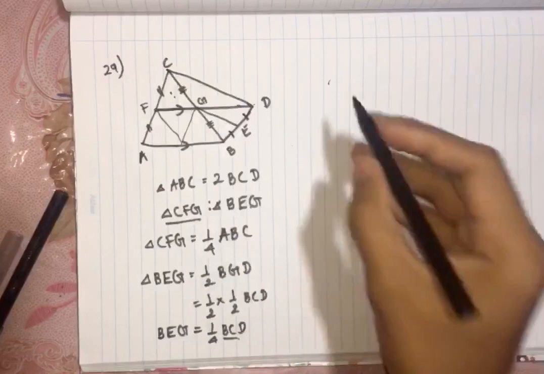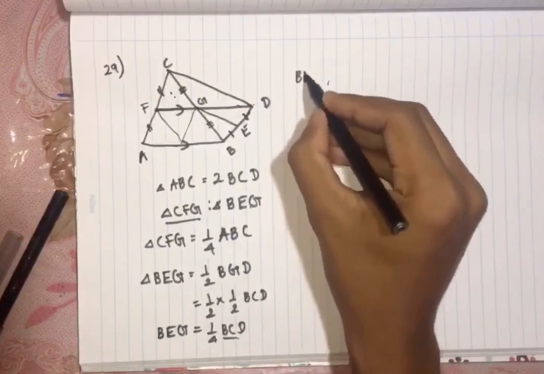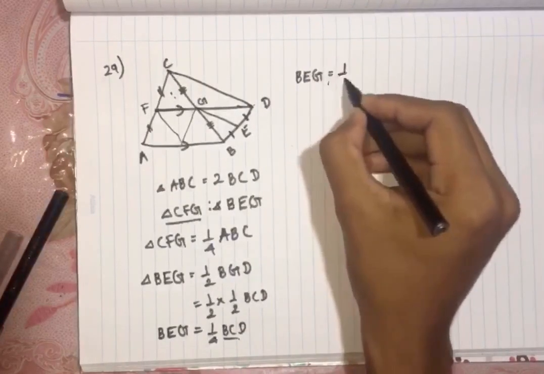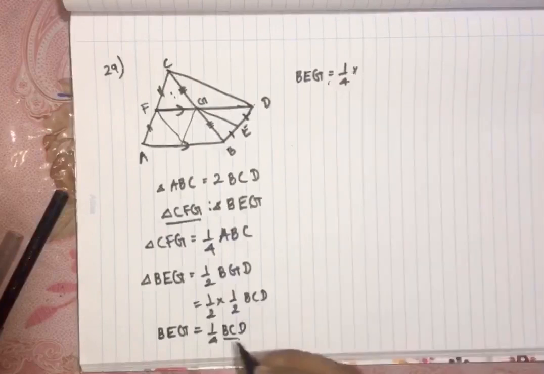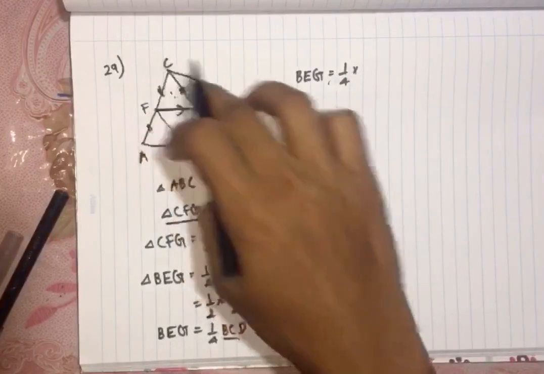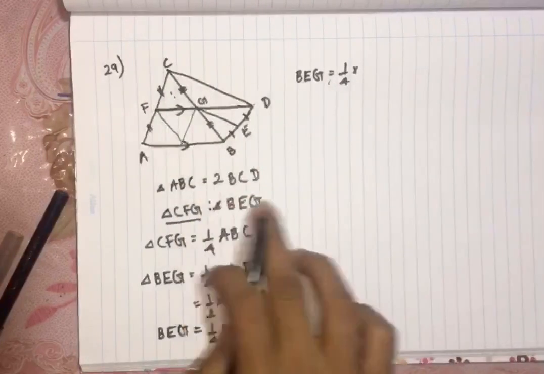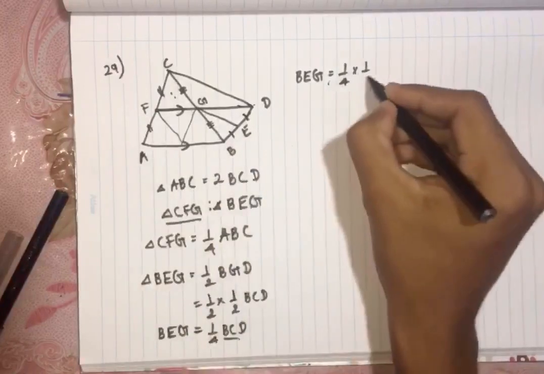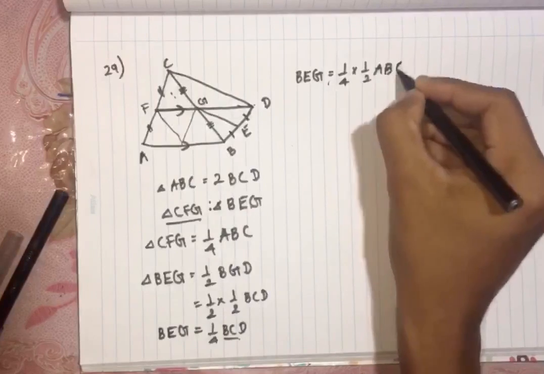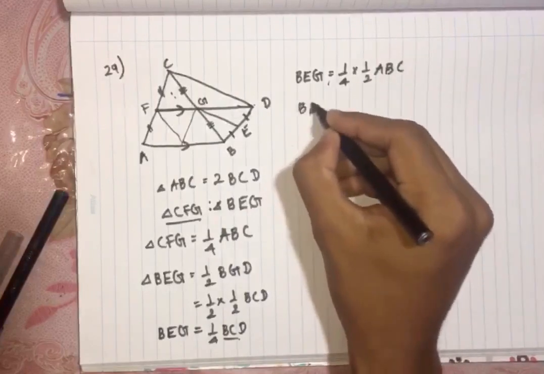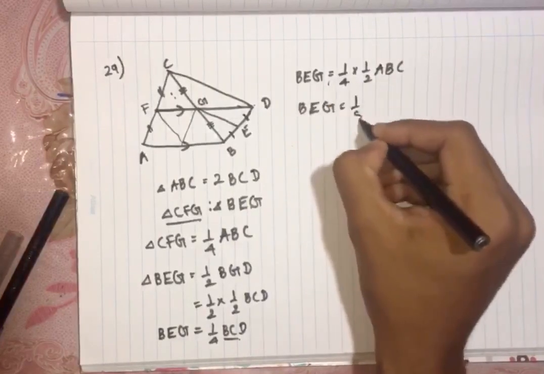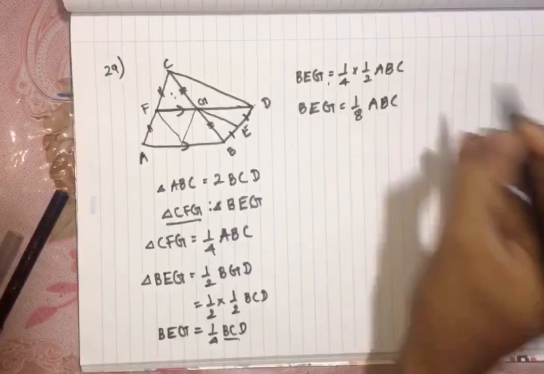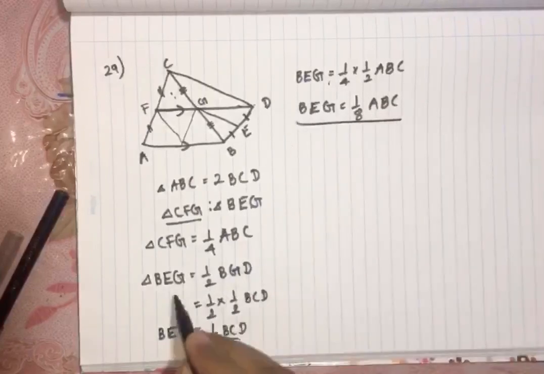That is the data given. Therefore, you can say BEG is equal to 1/4. I'll write 1/4. Now, how do you write BCD? BCD, which is already given, is equal to half the area of ABC. Half the area of ABC. Now you have BEG is equal to 1/8 of ABC. Now you have a relationship here.